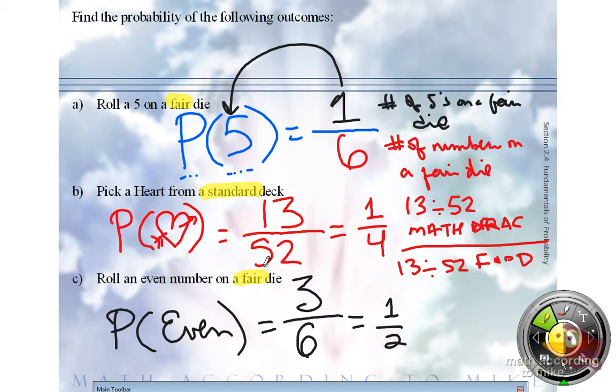Standard deck, that means you have your typical 52 cards. We don't talk about jokers. The problem would actually have to come out and say include jokers. I don't think I'd ever ask any question that would have a joker, so just be on the lookout for that guy there.